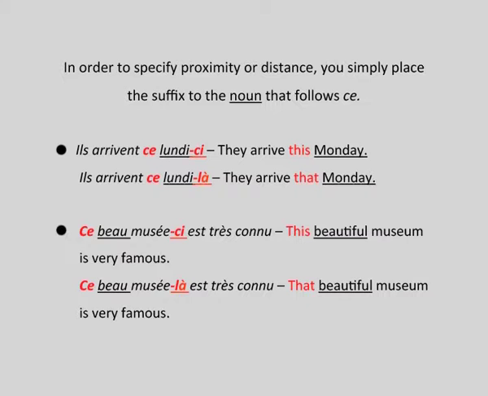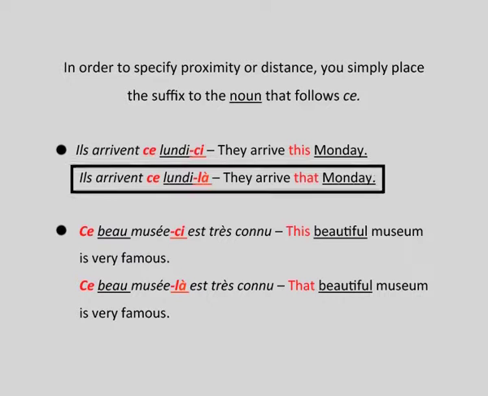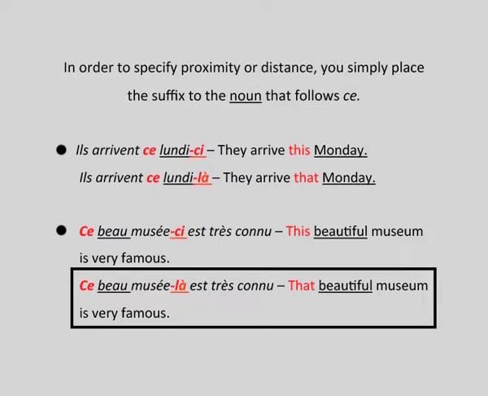In order to specify proximity or distance, you simply add the suffixes to the noun that follows ce. For example, ils arrivent ce lundi-ci. They arrive this Monday. Ils arrivent ce lundi-là. They arrive that Monday. Ce beau musée-ci est très connu. This beautiful museum is very famous. Ce beau musée-là est très connu. That beautiful museum is very famous.